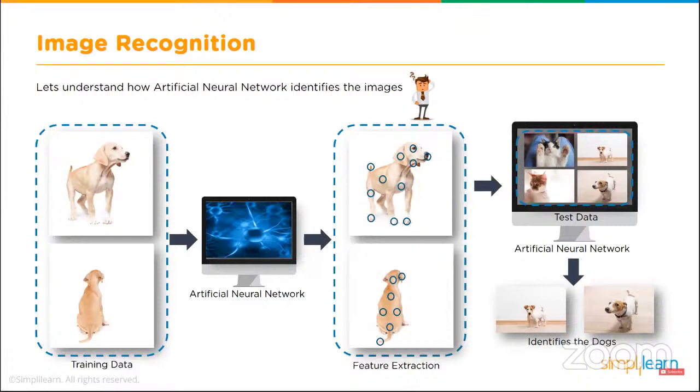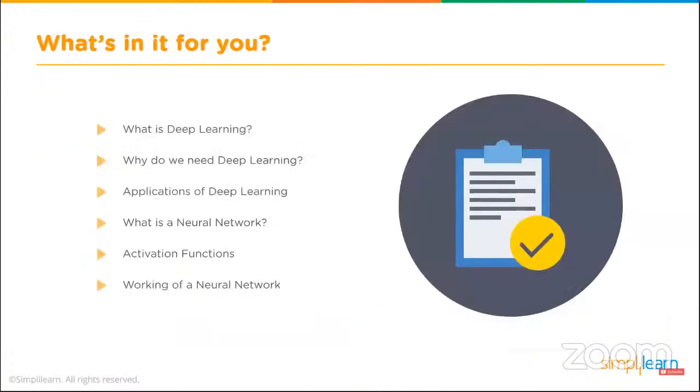And then we find out whether it is predicting correctly or not. Thereby we know whether the training is complete or it needs more training. So that's how, at a very high level, an artificial neural network works. So this is what we are going to talk about today.